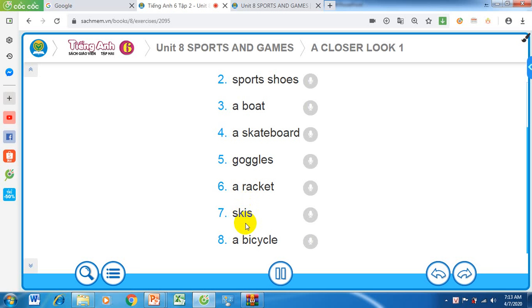Skis, usually a pair of skis, we use in skiing. And a bicycle we use for cycling. You usually ride a bicycle to school every day, don't you? Okay, so you know it's a bicycle or a bike.